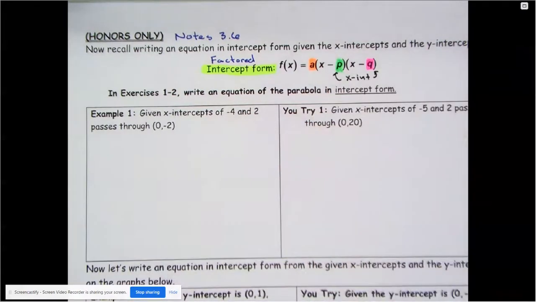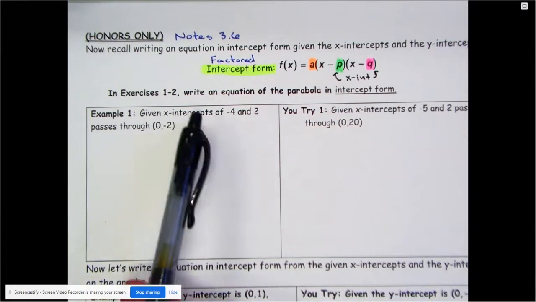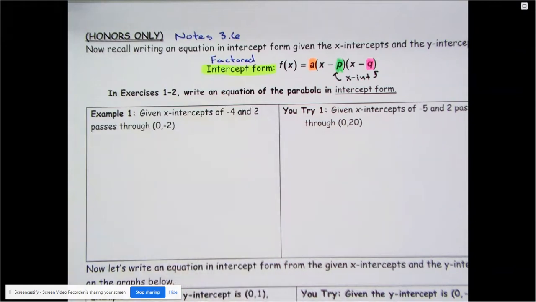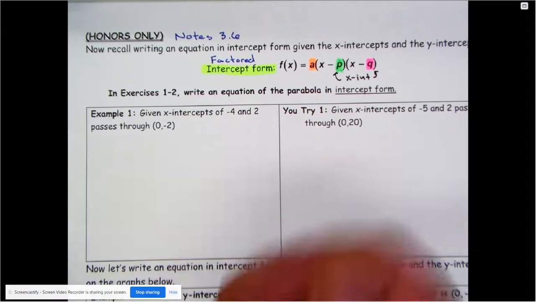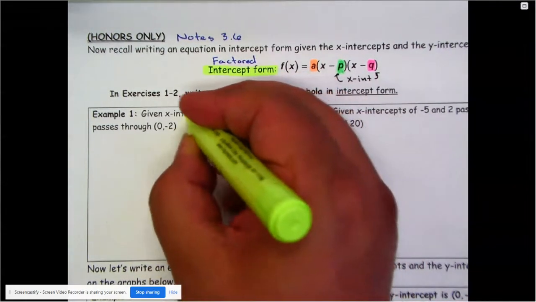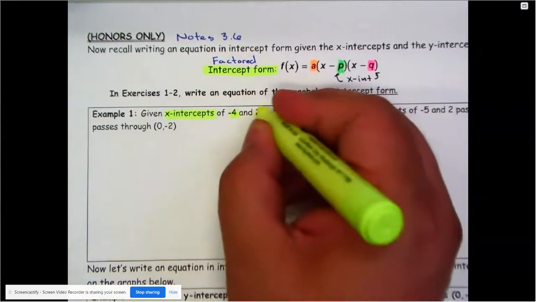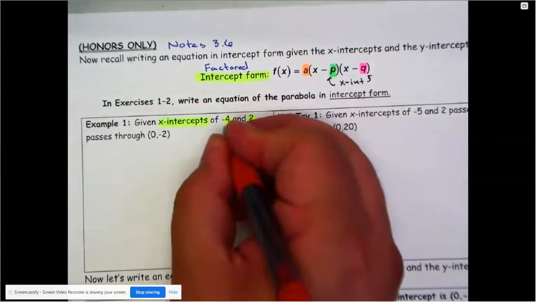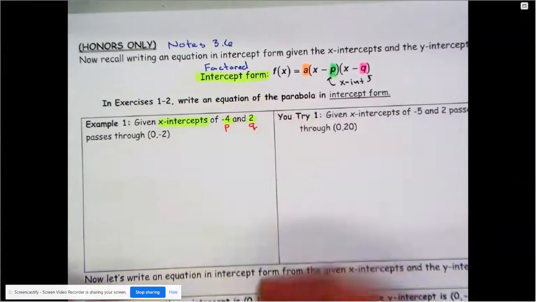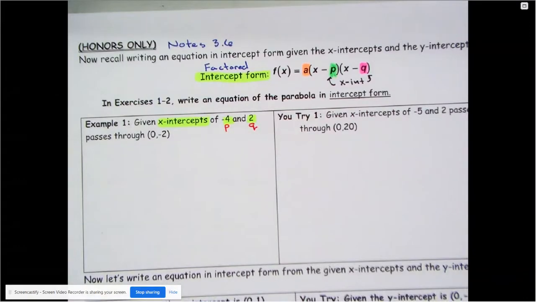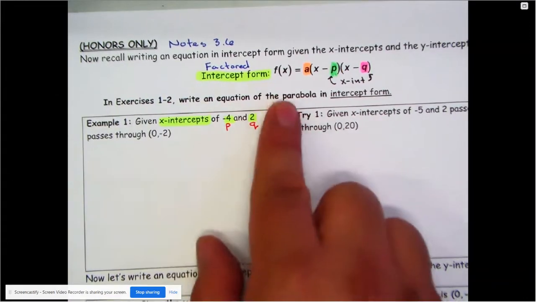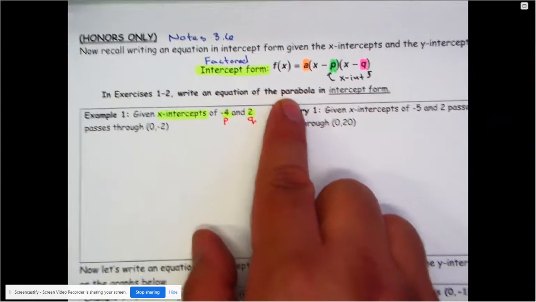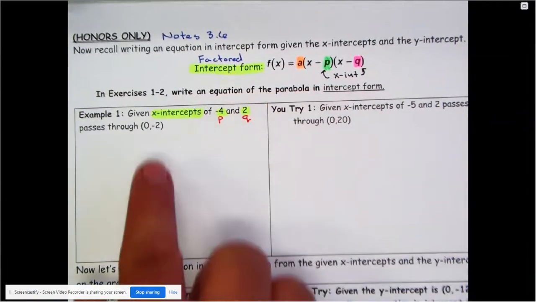All right. Now, when we're looking at this, it says write an equation of the parabola in intercept form. So when we're looking at the information they gave me, they said your x-intercepts are -4 and +2. Well, technically, they have now given me my P and my Q. So we have our x-intercepts. But then they said my parabola, right? It's still a polynomial, but this parabola is going to be going through the point (0, -2).